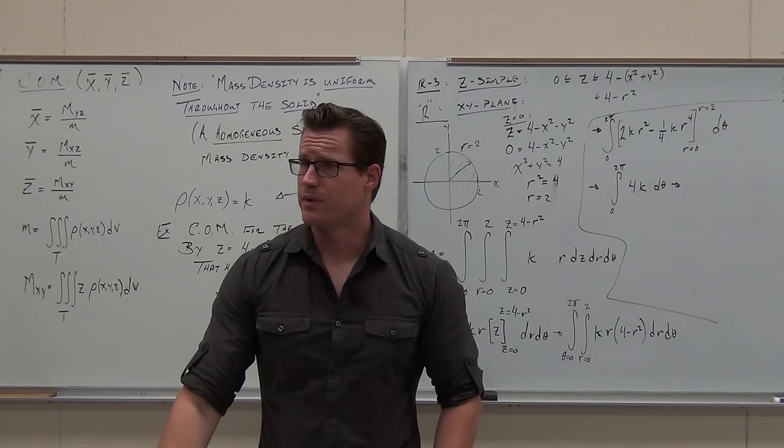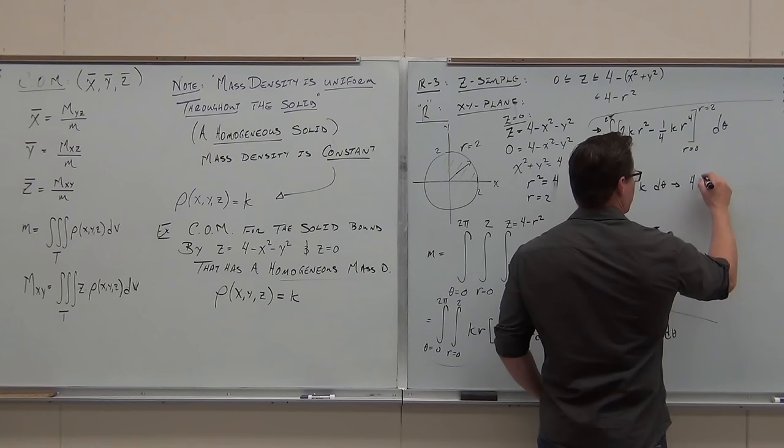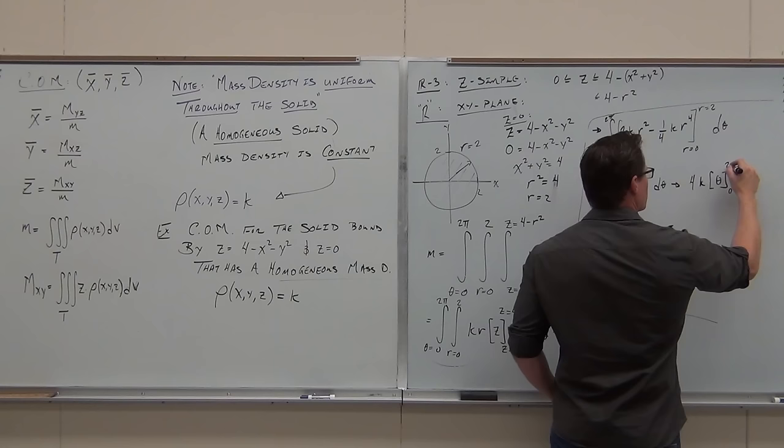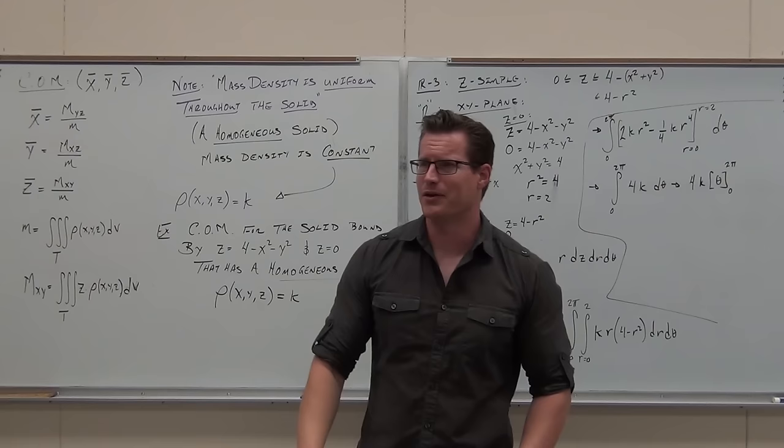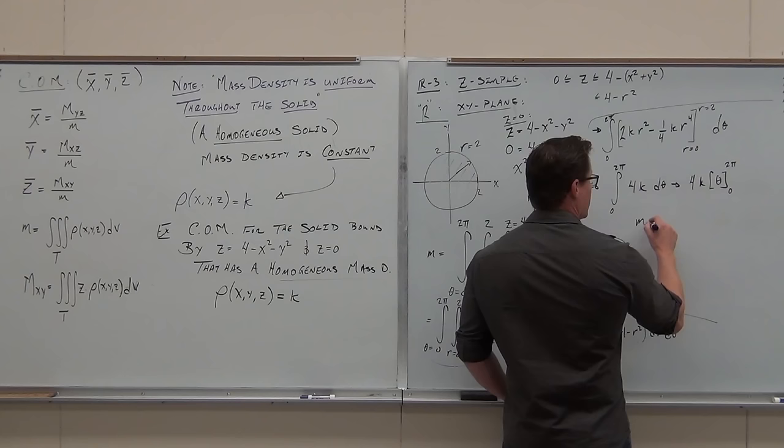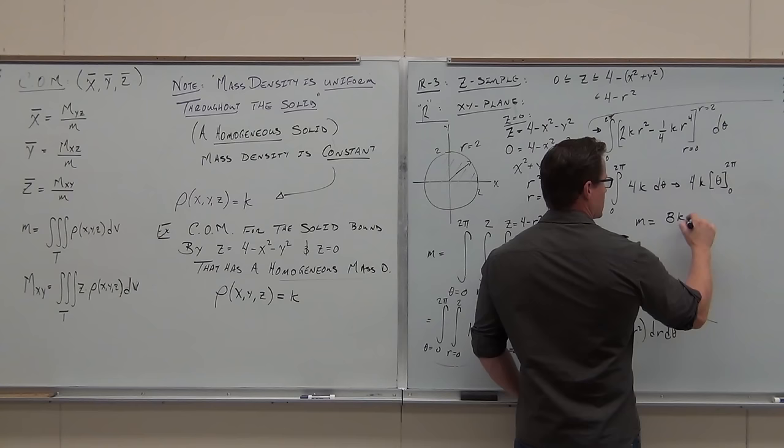Last thing. What do you do? Integrate. I'm imagining by your silence that you said, well, Professor Leonard, you integrate with respect to theta. Then, of course, you plug in 2 pi to theta and subtract, and you plug in 0. And you're going to get mass is 8 pi k.